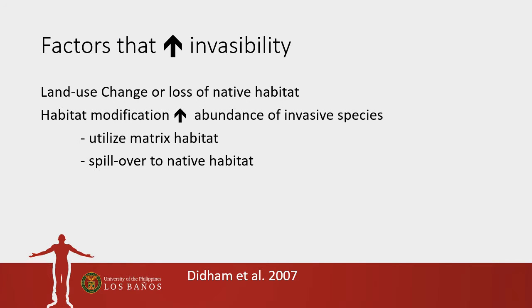Studies have shown that land use change or loss of native habitat are factors that increase invasibility of an area. Habitat modification increases abundance of invasive species because they are able to utilize the matrix habitat, and they may also spill over to the native habitat.